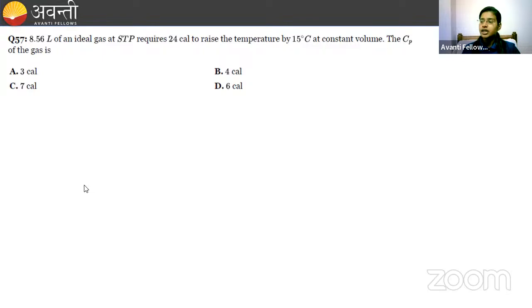So how do we find the Cp? We know the relation Cp minus Cv is equal to R, right? From this relation we can find the Cp value, which is R plus Cv. But we don't know the Cv value either, because in the question we are provided with the volume at standard temperature and pressure and 24 calorie to raise the temperature by 15 degrees at constant volume. We don't know the Cp value and also not the Cv value.